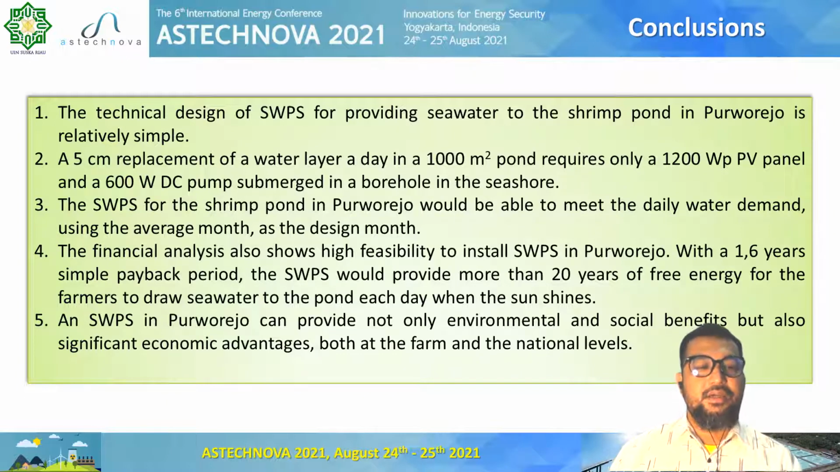And the last, an SWPS in Purworejo can provide not only environmental and social benefit, but also significant economic advantage, both at the farm and national levels.